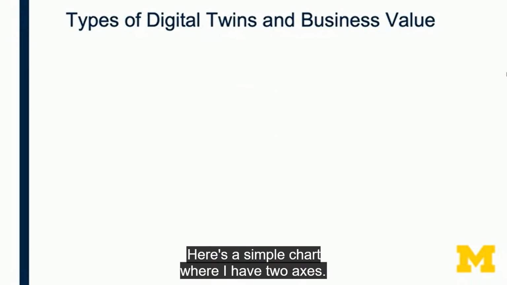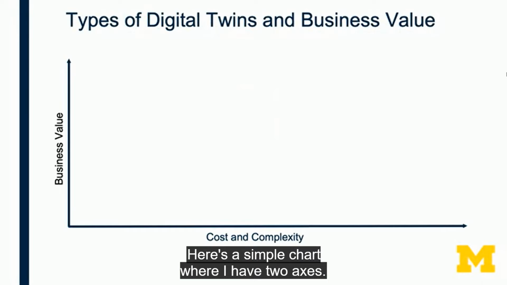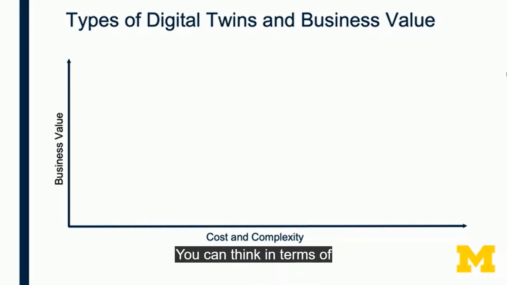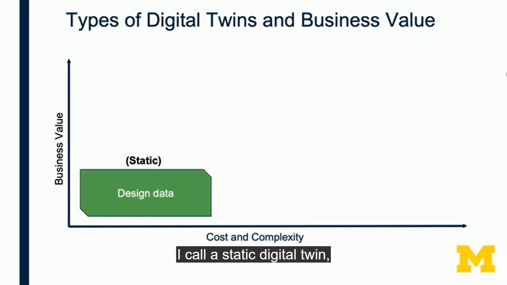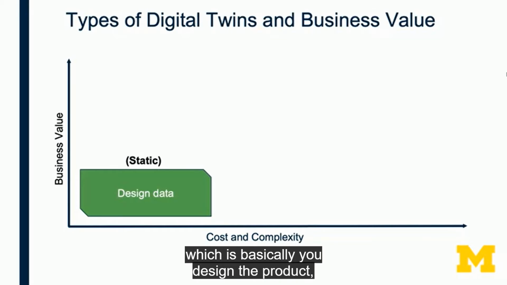So here's a simple chart where I have two axes. The y-axis is the business value that you get from the digital twin, and the horizontal x-axis is the cost and complexity. You can think in terms of the coffee mug or the electric motor. You can start with what I call a static digital twin, where you design the product, collect all the design data in CAD/CAM, and get it in a simple digital twin format, and then put it all together so you have a digital version of the design of the entire physical product in terms of the parts that went into it.